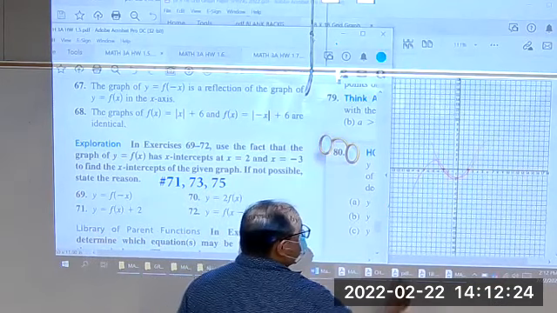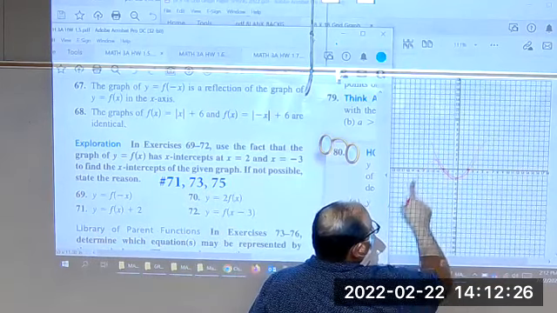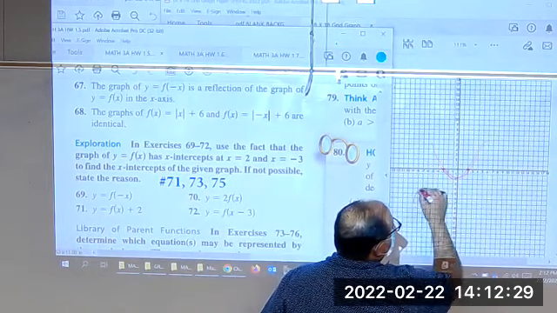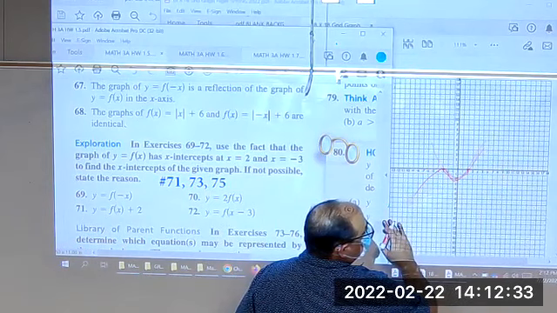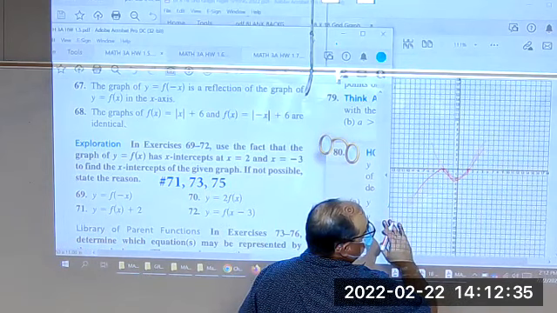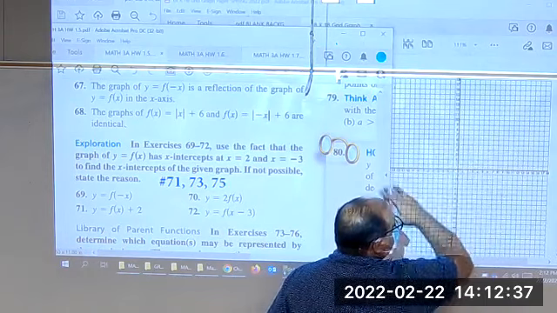It could be an x to the 4th. Well, that would be 3 right there. It could go like this, touch it once and then go up. Okay? So there's lots of possibilities.